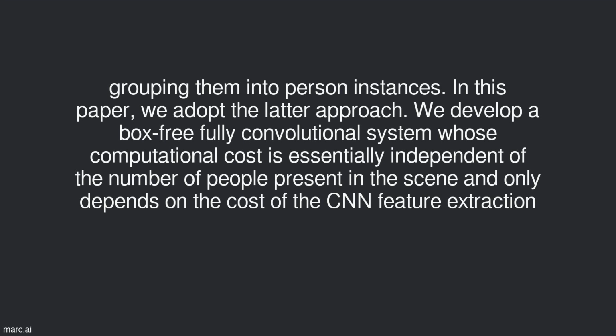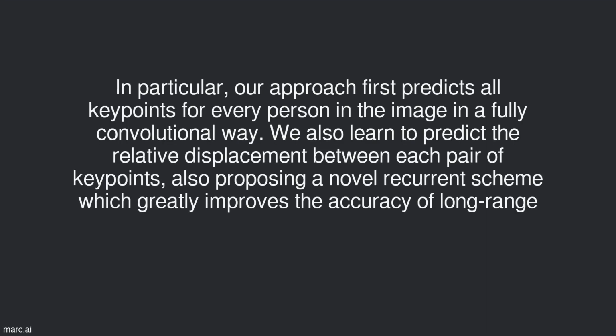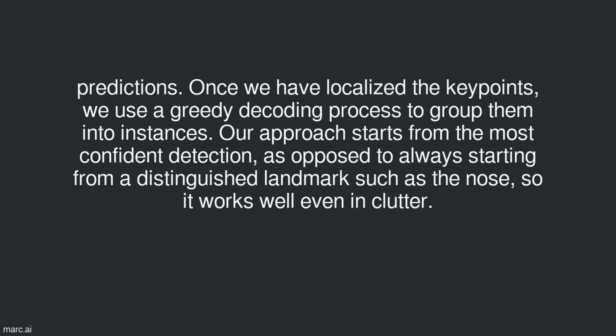We develop a box-free fully convolutional system whose computational cost is essentially independent of the number of people present in the scene and only depends on the cost of the CNN feature extraction backbone. In particular, our approach first predicts all keypoints for every person in the image in a fully convolutional way. We also learn to predict the relative displacement between each pair of keypoints, also proposing a novel recurrent scheme which greatly improves the accuracy of long-range predictions. Once we have localized the keypoints, we use a greedy decoding process to group them into instances. Our approach starts from the most confident detection, as opposed to always starting from a distinguished landmark such as the nose, so it works well even in clutter.